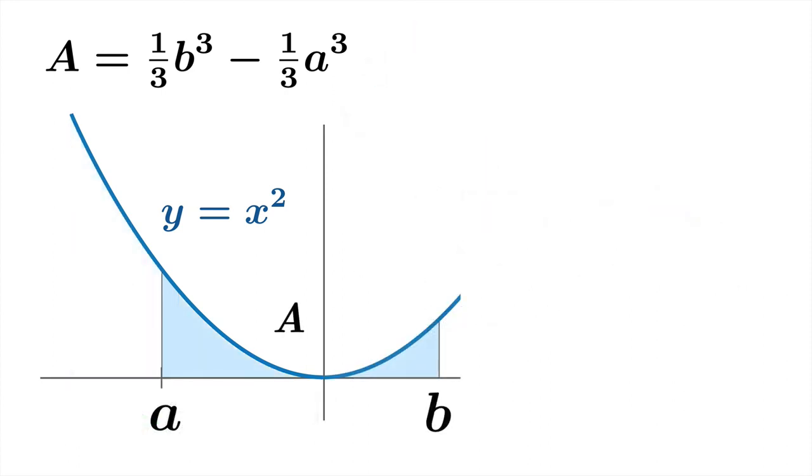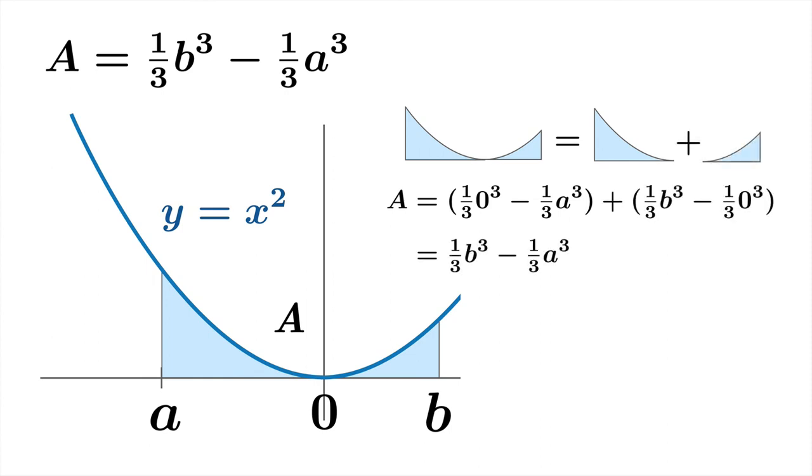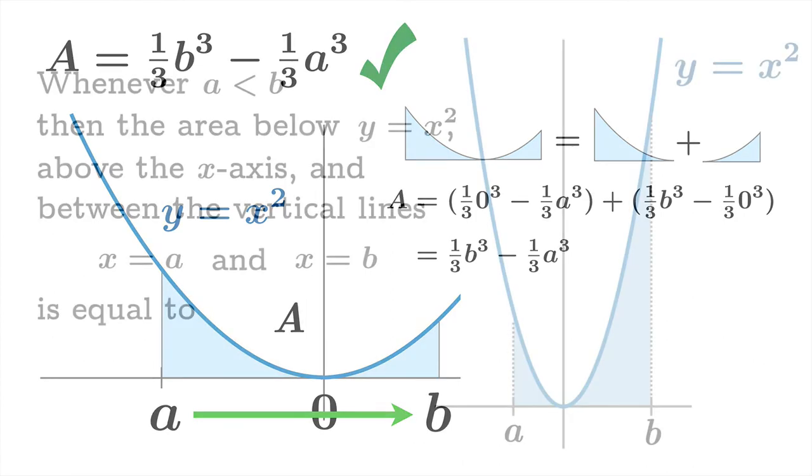And finally, we've got the case where a and b straddle the origin. But this is going to work also. So this area is the sum of these two parabolic pieces. For the first parabolic piece, we'll use the formula we know works there, and likewise for the second piece. And that simplifies once again algebraically to 1/3 b cubed minus 1/3 a cubed. Any way you cut it, as long as you move left to right, this formula is going to give you the area under the curve y equals x squared.